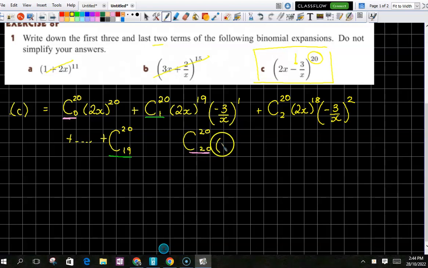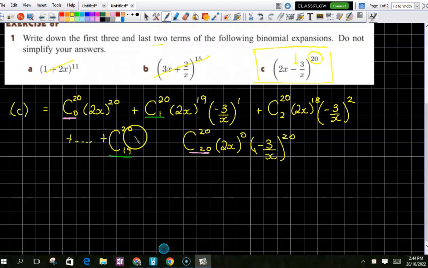Now, this one would be 2x to the 20 take 20, which is 0. And you go, why did you really write that? Because what is anything to the power of 0? 1. So you probably didn't need that, but I'm just putting it in there to show the pattern, and it would be minus 3 over x to the 20. Is that making sense?